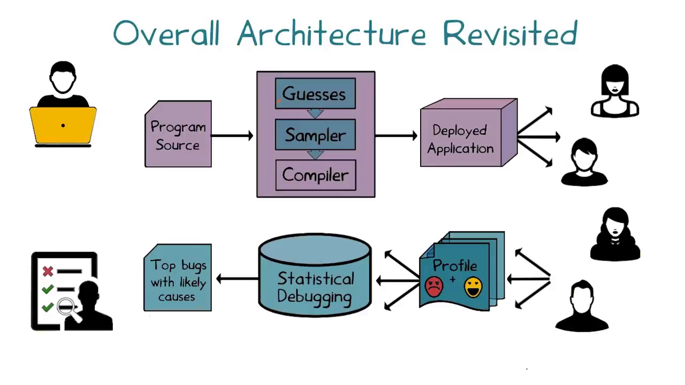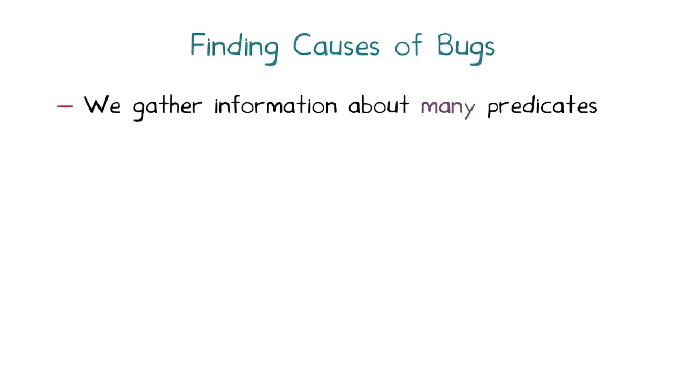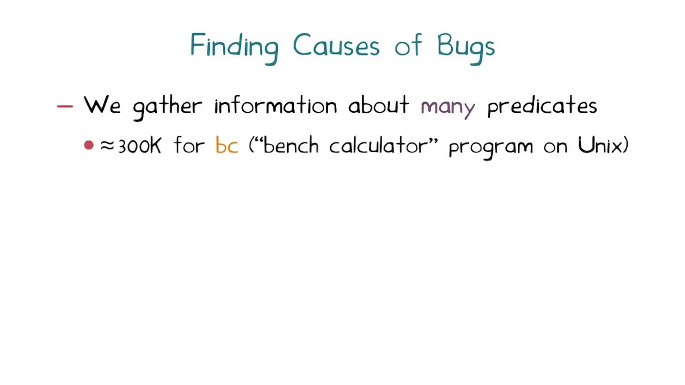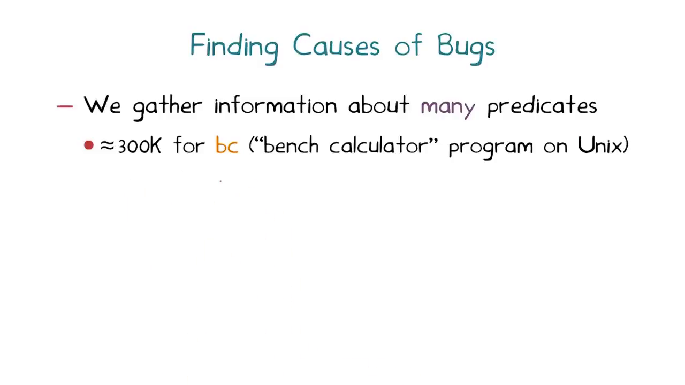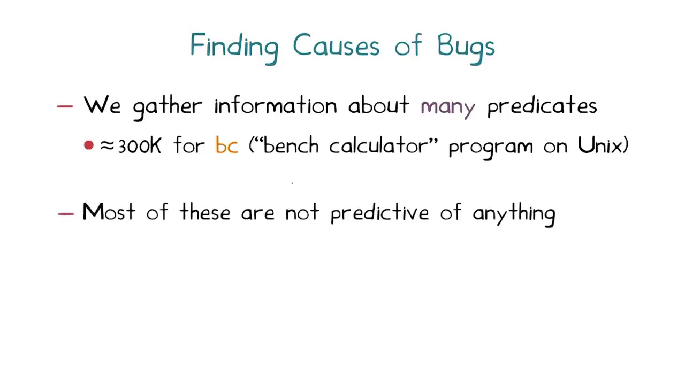Here we will introduce the statistical techniques to isolate the most important bugs in terms of the number of affected users and the likely causes of these bugs. We have started out by gathering information on a large number of predicates, as we do not know ahead of time which predicates will be predictive of bugs. For instance, by instrumenting branches, function calls, and scalar variable relationships, we obtain nearly 300,000 predicates for BC, the bench calculator program on Unix. Clearly, most of these predicates are not predictive of anything, since the program being deployed is expected to be mostly correct.